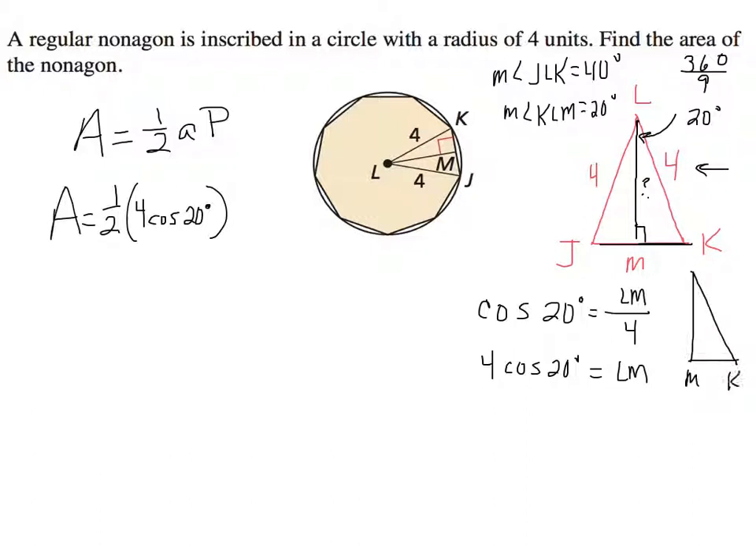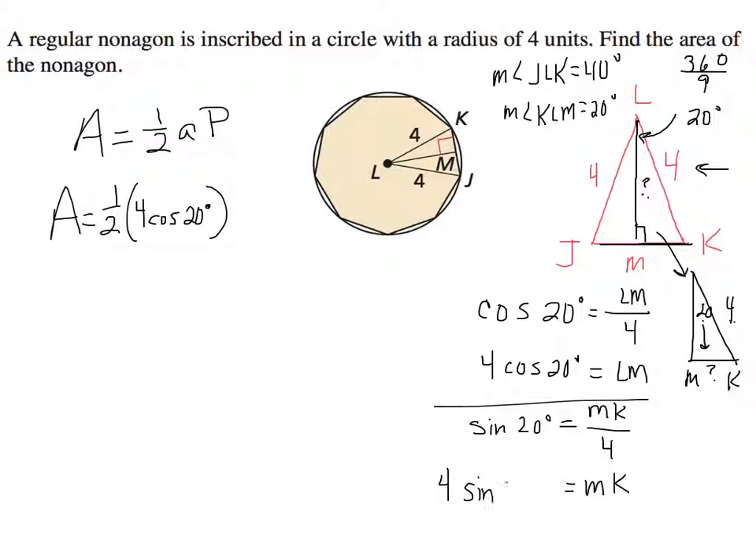MK, I'm just redrawing this right here. I know that this is 20 and this is 4. We don't want to use the apothem because it's not an exact value. So I want to find the length of MK. Well, the length of MK, in accordance to 20 and 4, that'd be opposite over hypotenuse. So to find my perimeter, I can start by finding MK. So I can do sine of 20 degrees equals opposite, which is MK, over hypotenuse, which is 4. So to find the length of MK, I can take 4 multiplied by sine of 20 degrees.